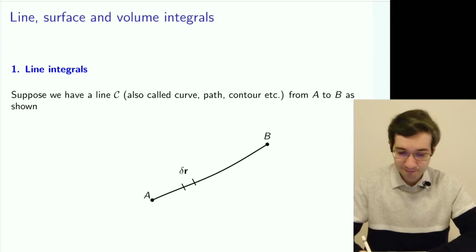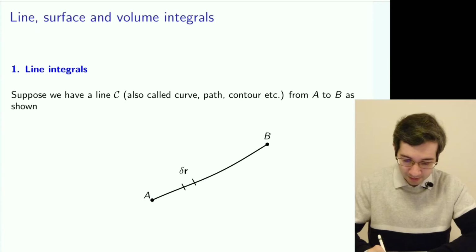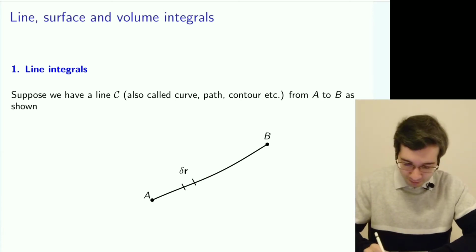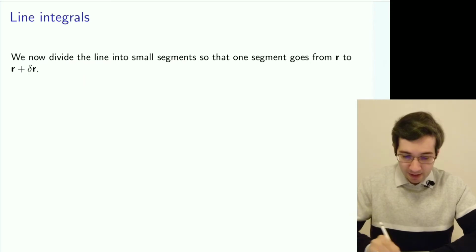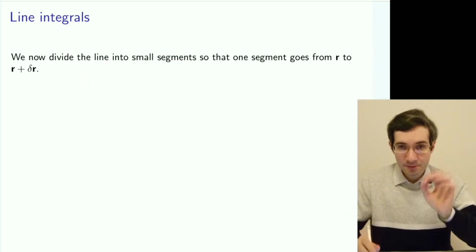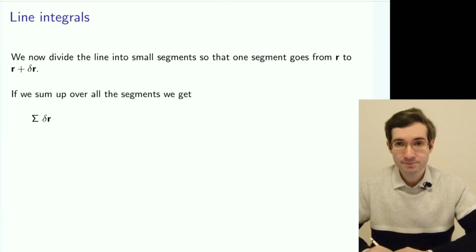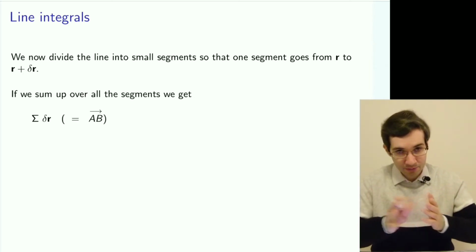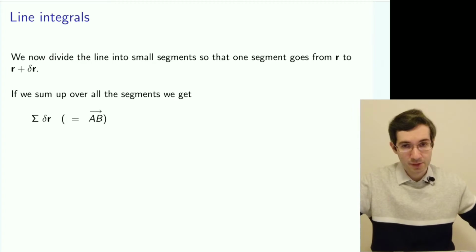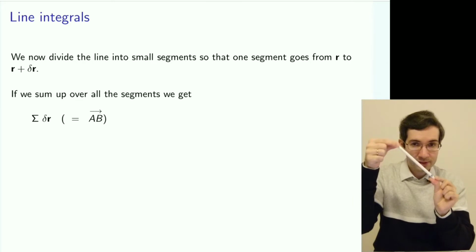Let's think about the line. So you have a line, and you can move from A to B, and you can split it into small elements, delta r. Each of them has a direction as well as a magnitude. And if we divide this curve into these elements and then sum them up, we will get the length with also orientation, right? This whole curve from A to B. So if we go from little bits and then sum them up, you just get the vector connecting A and B.